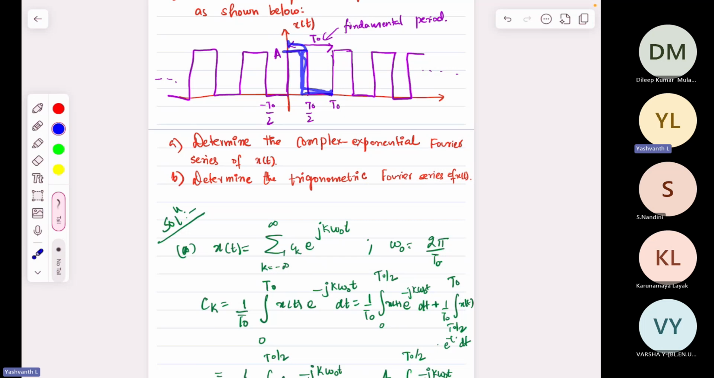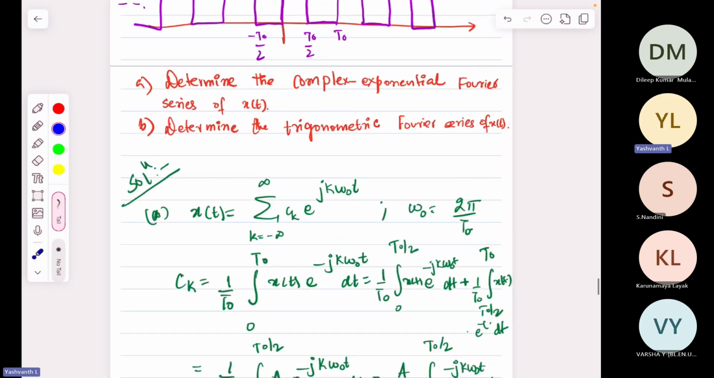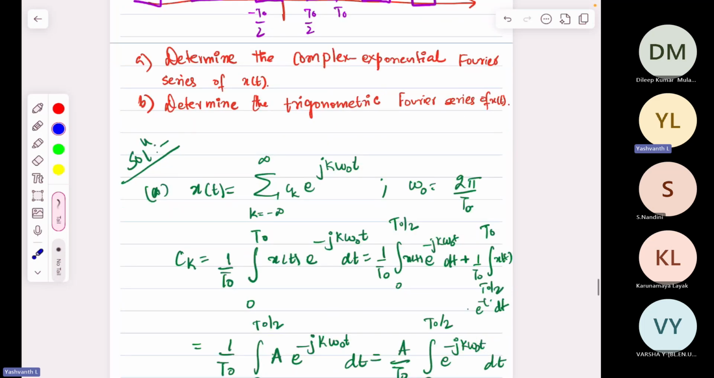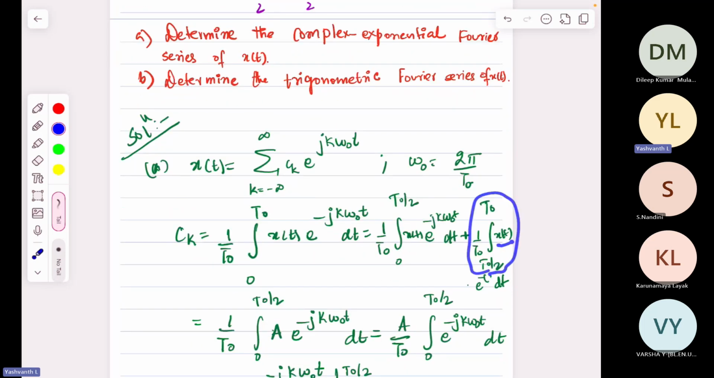The actual x of t is a split function between two values, a and 0, in different time intervals. Therefore, I split this integral into two integrals, one from 0 to t naught by 2, and the other from t naught by 2 to t naught. Now, from t naught by 2 to t naught, x of t is 0. Therefore, the second integral will go to 0. It won't survive. So the only integral that survives is the first integral.